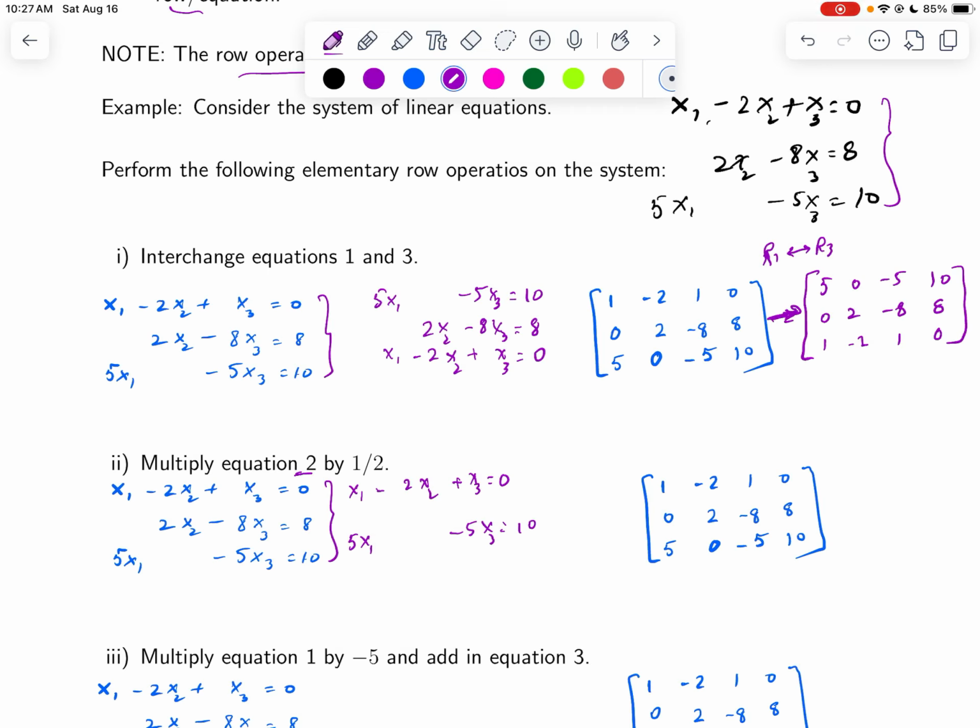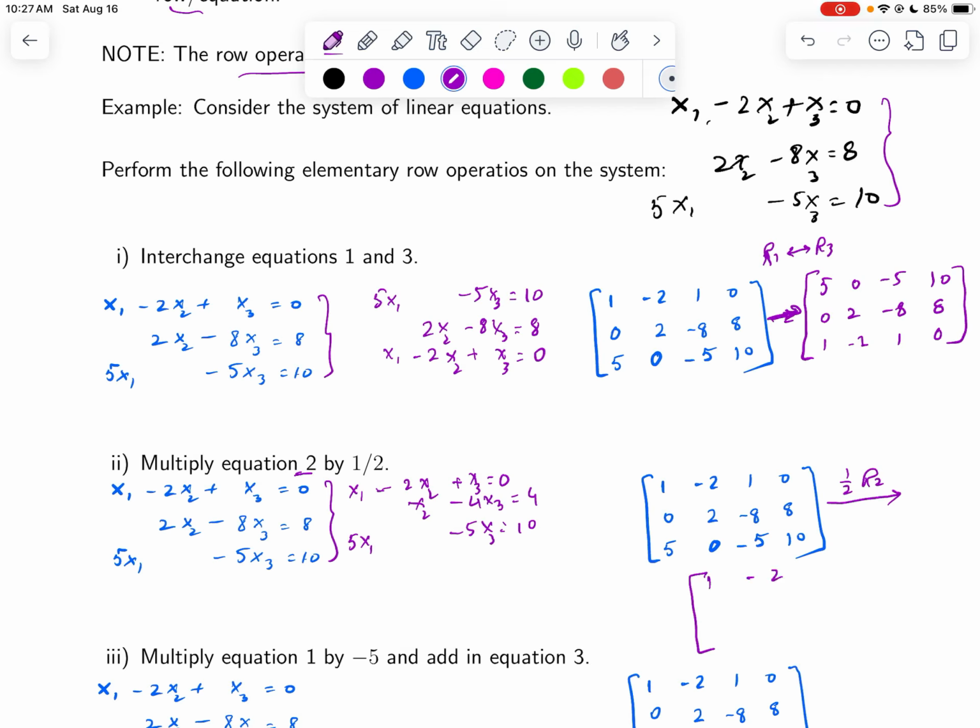Now look at what happens when I multiply by 1/2. Well, we don't have anything for x1, so that place remains empty. When I divide by 2, I get x2 minus 4x3 equals 4. In the matrix notation, it becomes, I will put an arrow, and this is what I am going to do. And now I will write my matrix over here.